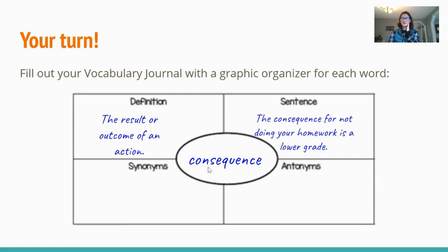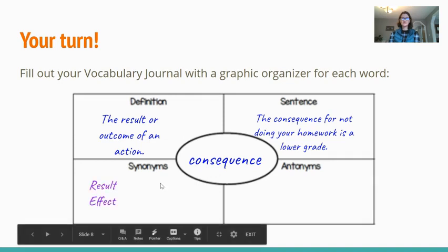You are going to fill in your graphic organizer in your vocabulary journal that you started yesterday. So you're going to go back, and for each word you're going to fill in some synonyms, words that mean the same. So another synonym for consequence could be result or effect. And antonyms for consequence would be cause or reason, because they mean the opposite of consequence.